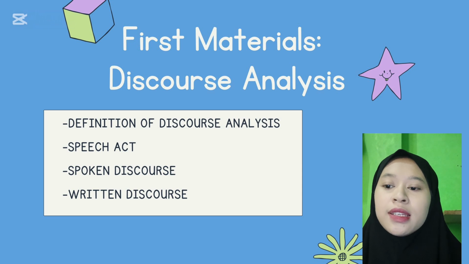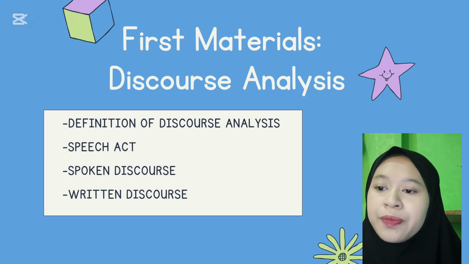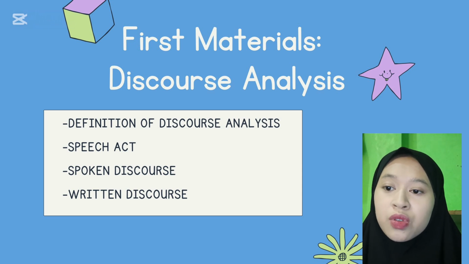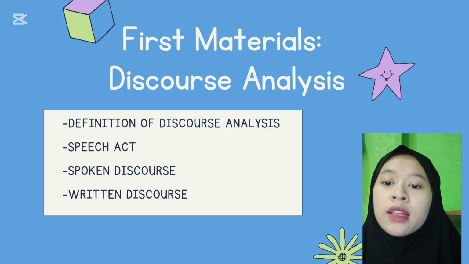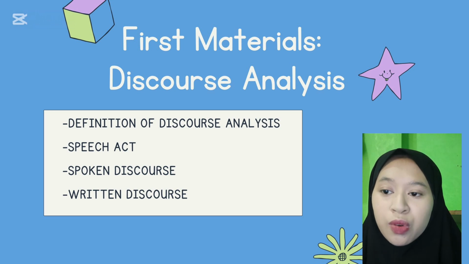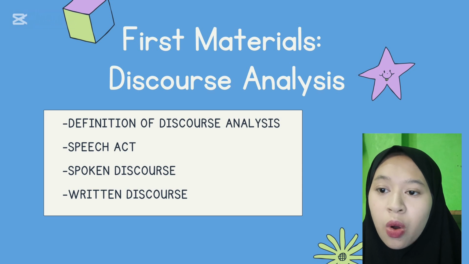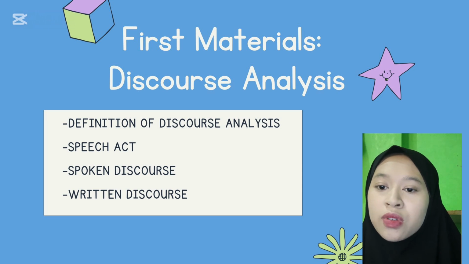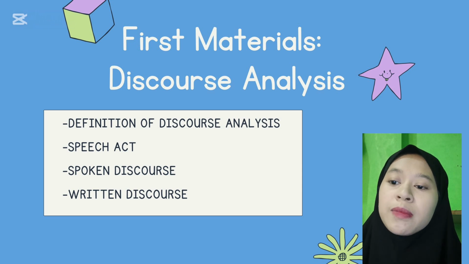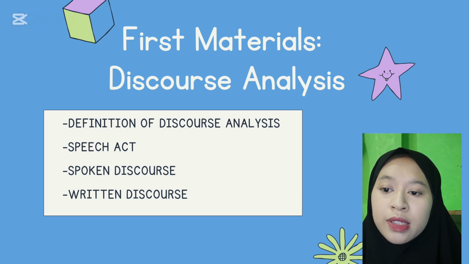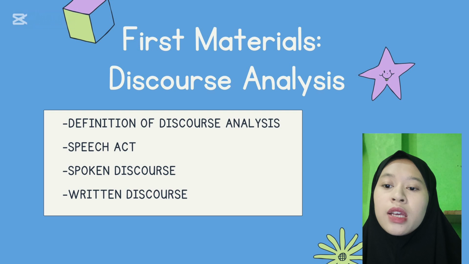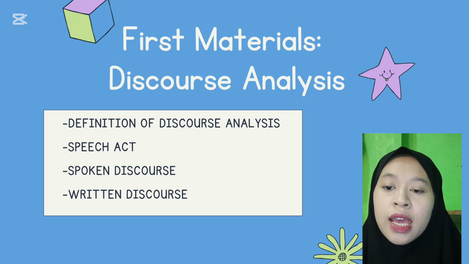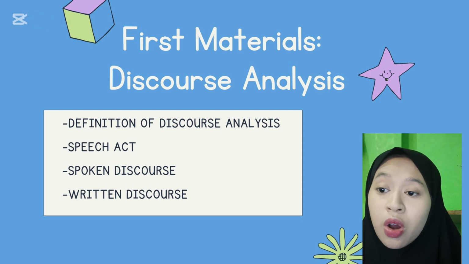Okay, next is written discourse. Written discourse refers to structured text such as essays, articles, and letters. Unlike spoken discourse, it relies heavily on cohesion and coherence to ensure the text flows logically. Key elements include the use of cohesive devices, such as pronouns or conjunctions, and clear organization of ideas into paragraphs.